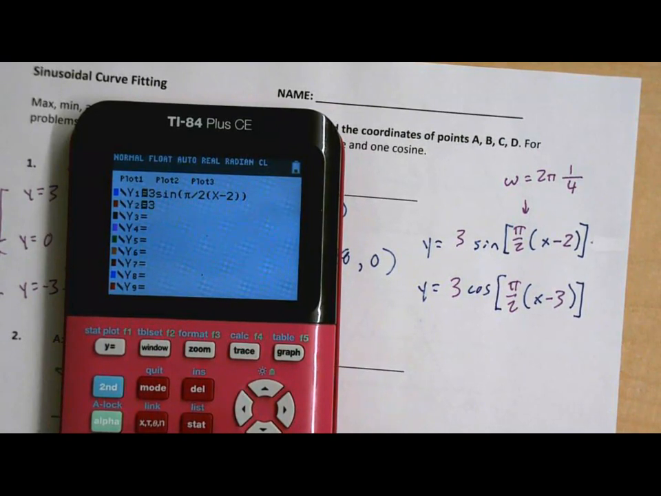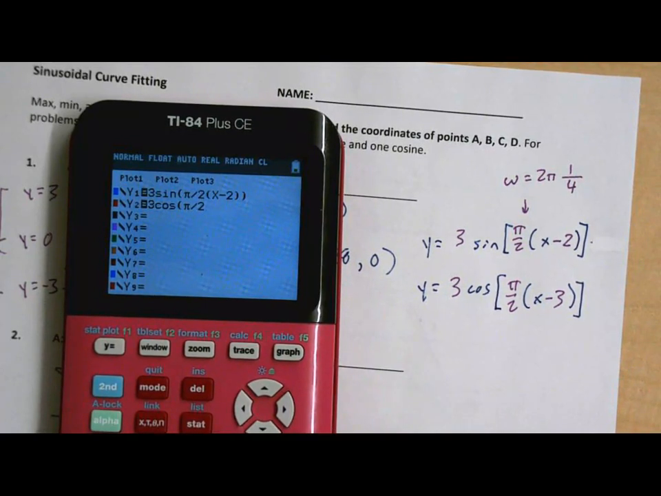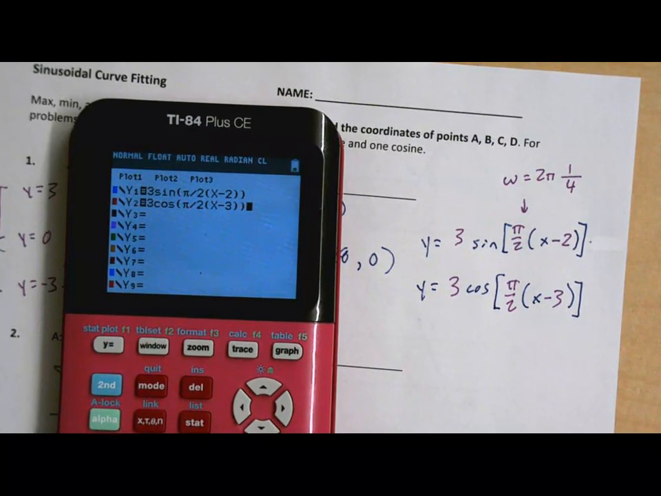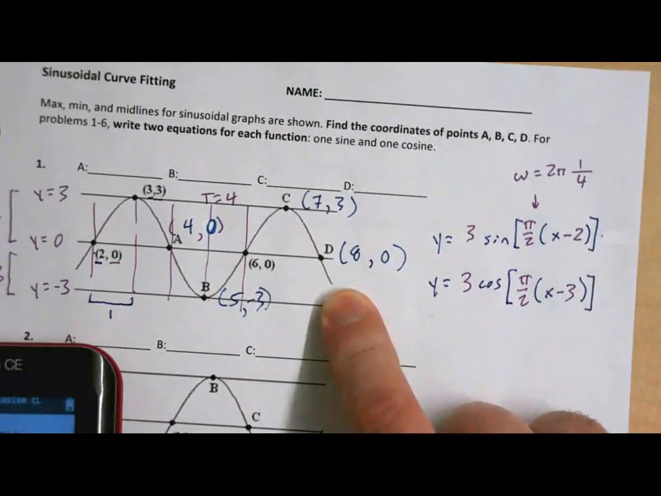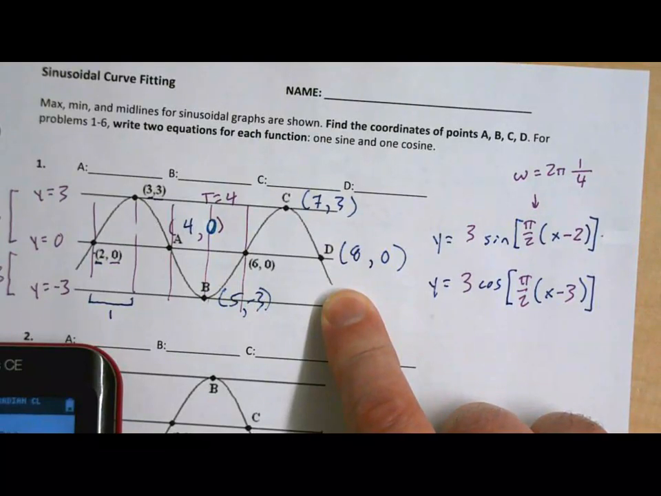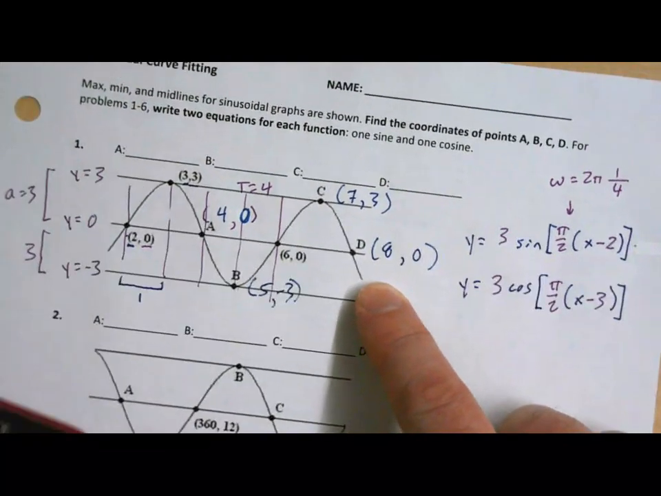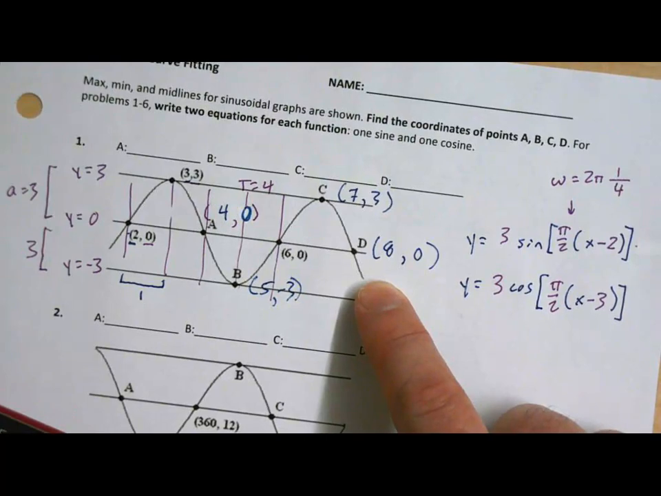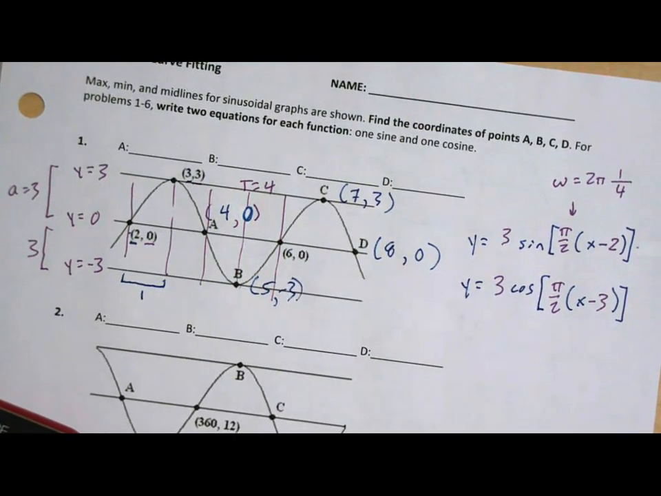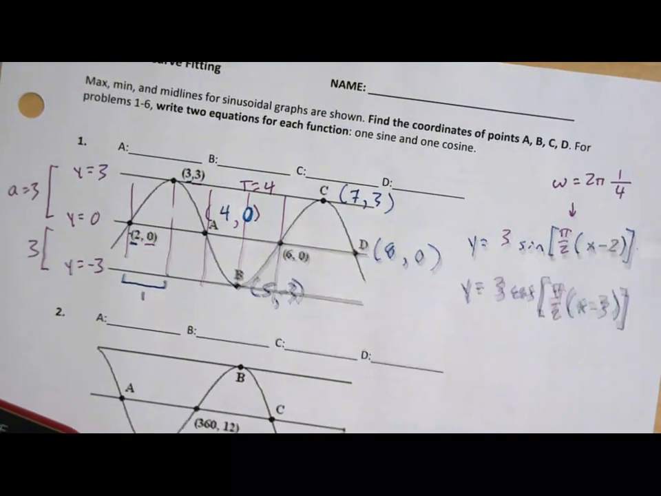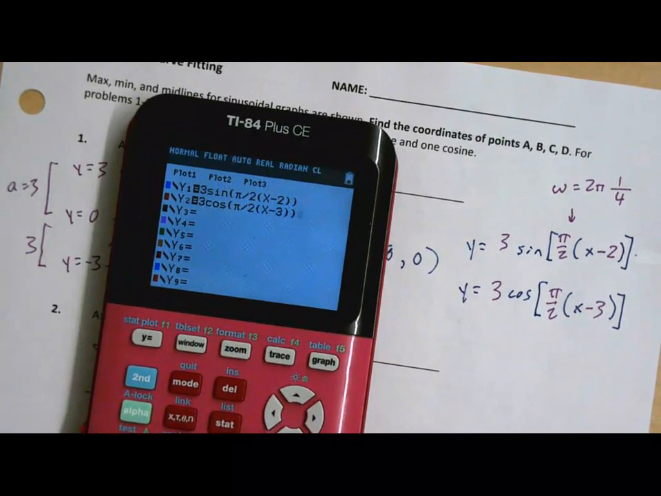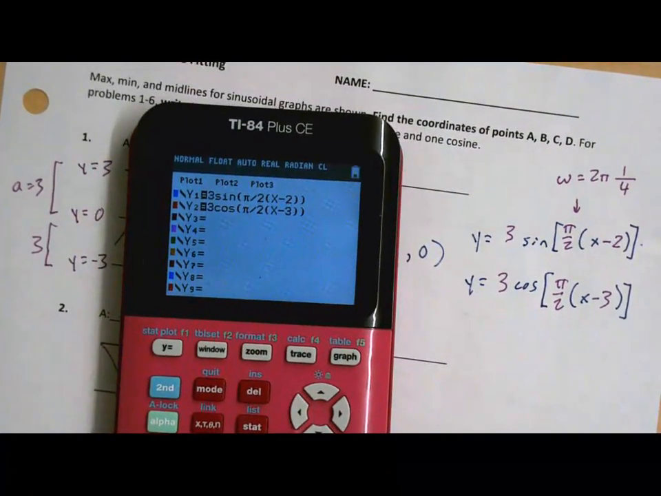3 cosine. Now I could graph this. I could set up a window based off of what I'm seeing here and make sure that these points are all on there. These ones are a little bit weird though, because you're not always going to see your x-axis. I would rather just check the points. So I'm going to let you get that typed in. Don't worry about hitting the graph button because we're not going to graph it.